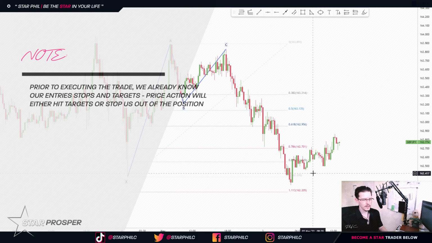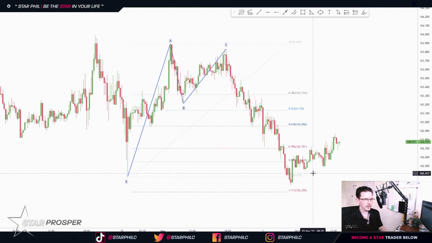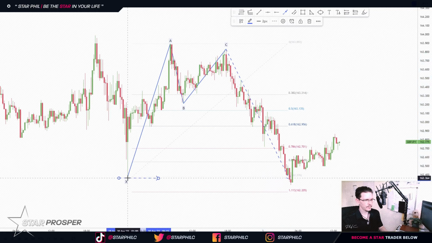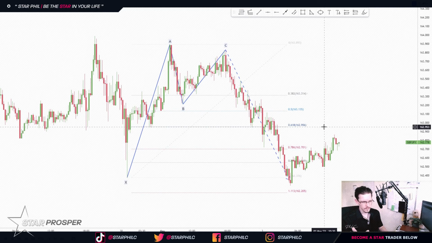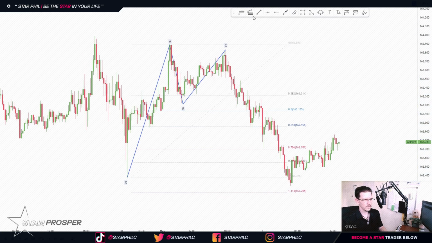Right? Why is that? Because prior to executing the trade, we knew our entry, stops and targets. And once we put the trade on, once that trade goes live, price action is going to do one of two things from there. It's going to either hit our targets or stop us out. Right? So that's it. As price action moves down here and closes below our X point, the pattern becomes invalid, but we're still in the trade until we get stopped out. Those are the rules. That's how we backtested, and that's how we continue to trade the live market.